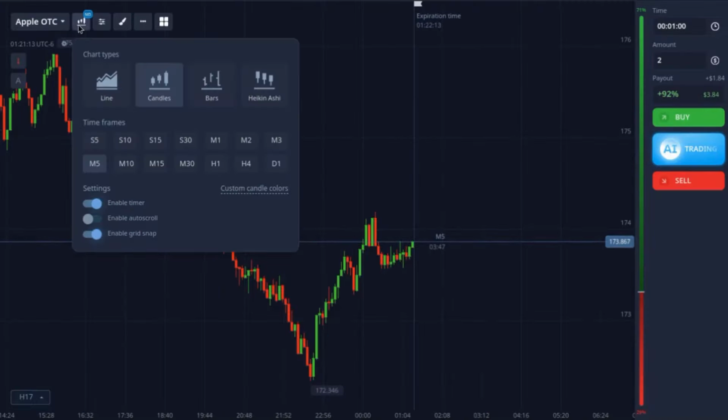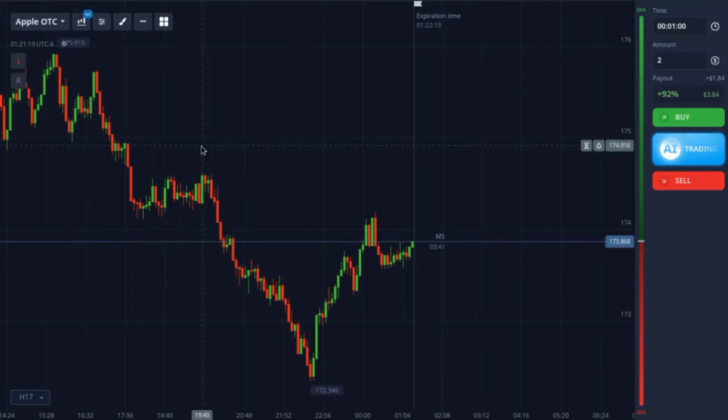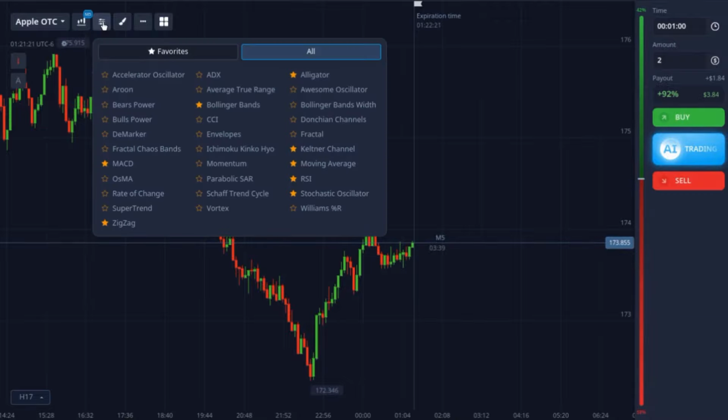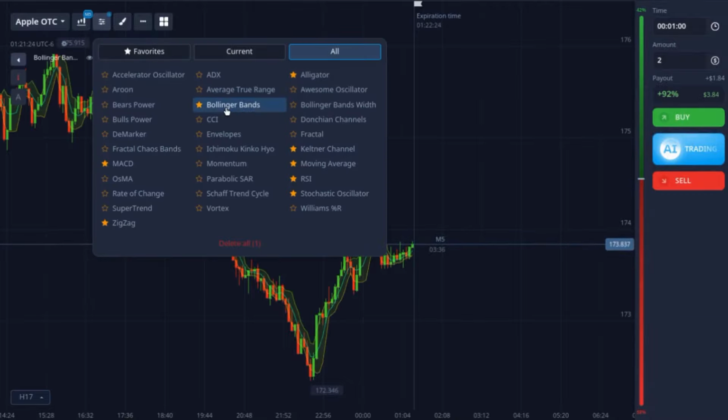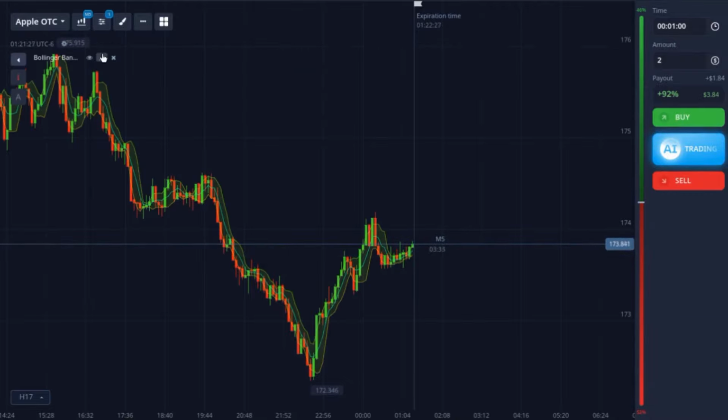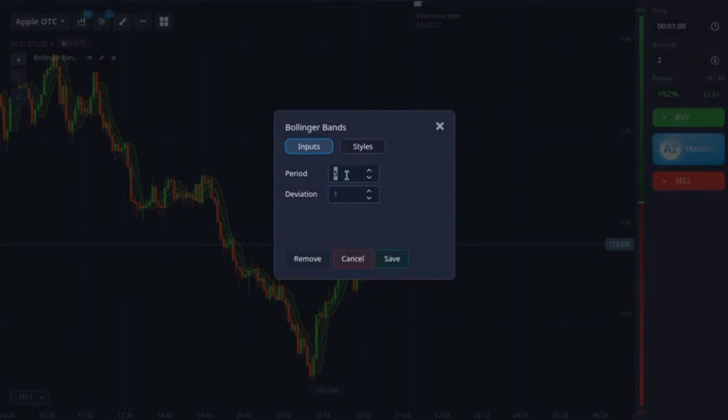Now for the settings of the strategy. First, you'll need to be on candlesticks. Now go to Indicators and pick Bollinger Bands. In the settings, go to Period and choose 20, and in Deviation, choose 2.